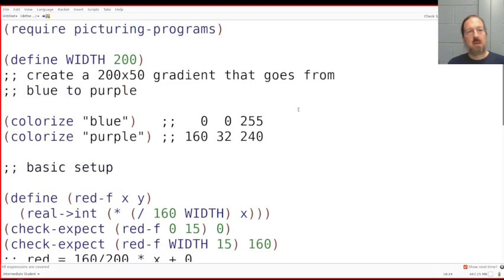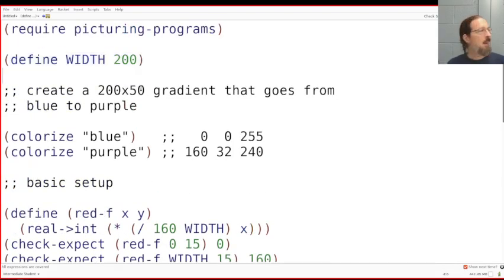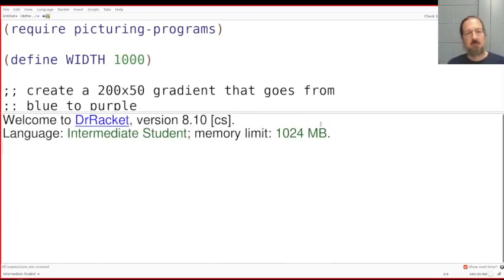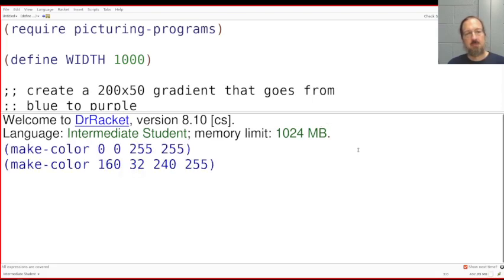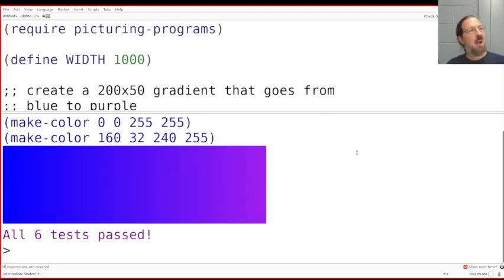All right, so I think we got it. And I put the width there. So let's see if, when we change the width to 1,000, my program still works. Oh, hey, that was very satisfying. I think this is a good place to stop.